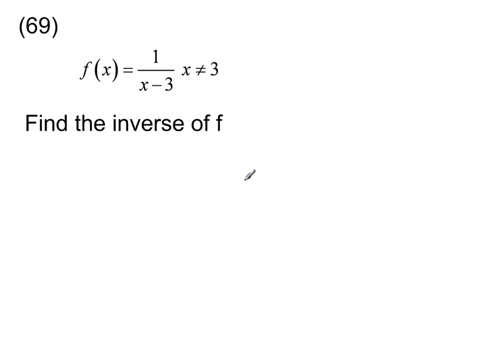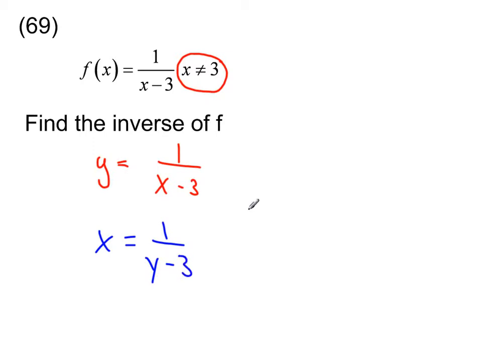So, we have f of x equals 1 over x minus 3, and because they tell us x can't equal 3, this is a one-to-one function. So, finding the inverse, instead of writing f of x, we write y equals 1 over x minus 3. Just make note that they already told us x cannot equal 3. Now we're going to switch the y and the x, so we have x equals 1 over y minus 3. And now y cannot equal 3.